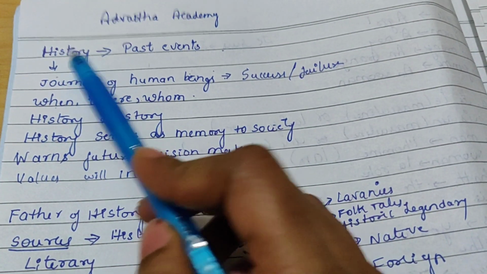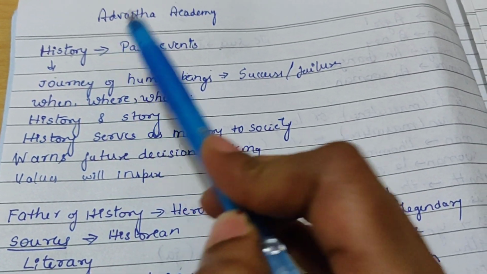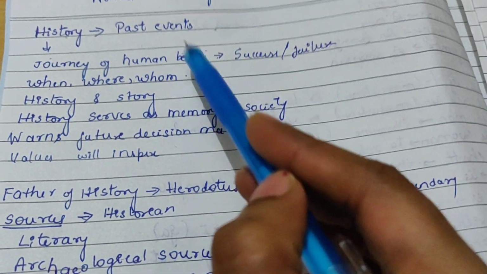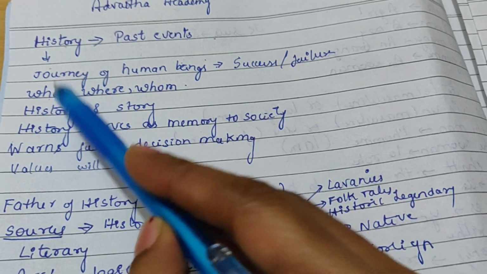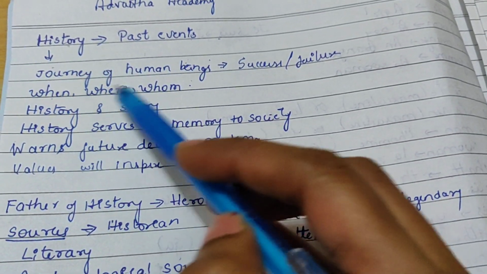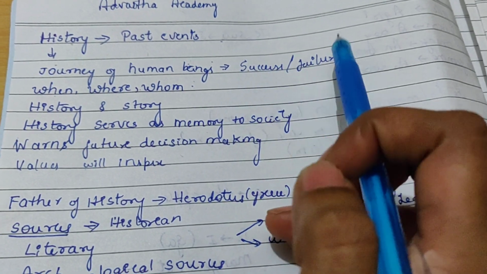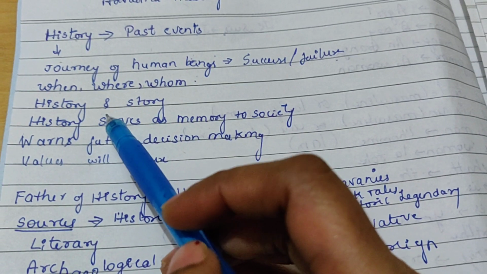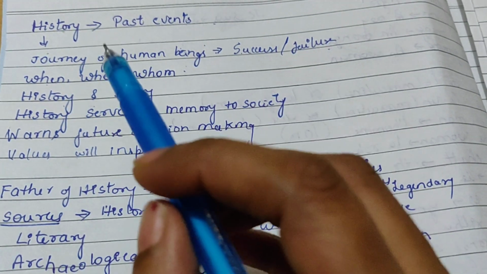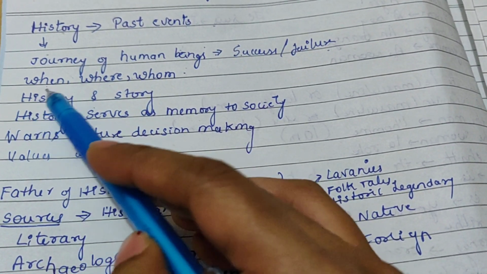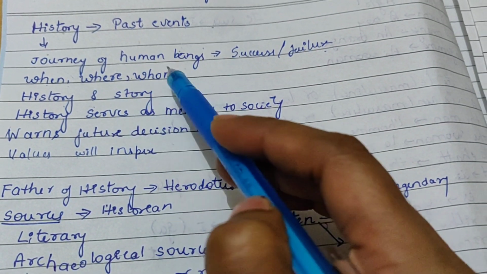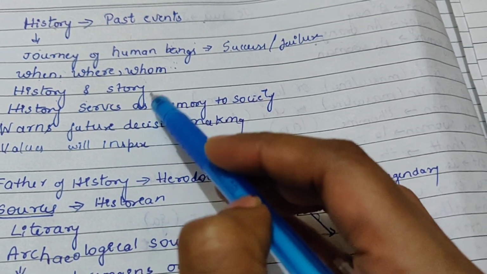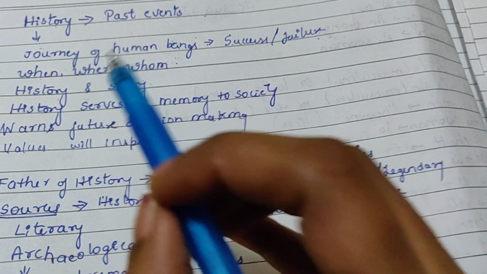So basically, what is history? History is nothing but the systematic study of past events, or the detailed study of past events. It consists of the journey of human beings. This journey can be either a success journey or a failure journey. So this will be a lesson to future generations. History should always contain when the event took place, where the event took place, or by whom the event took place. Otherwise, it will just be a story. It will not be history. So it should be precise.